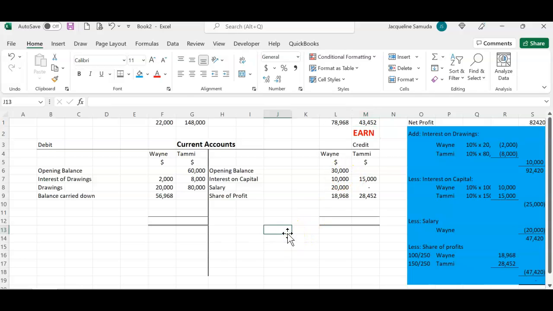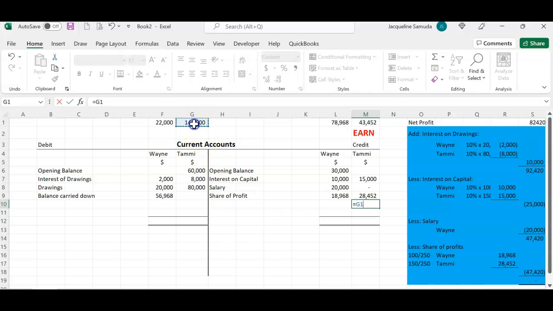So that was step one, identifying the totals for the debit and credit side. Step two is finding the difference and putting it on the smaller side. So Tammi's smaller side is the credit side. Let's pick up the difference now. 148,000 minus 43,452. So this is going to be Tammi's balance carried down.